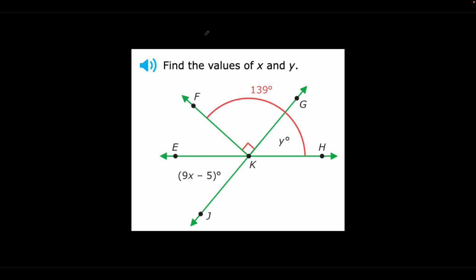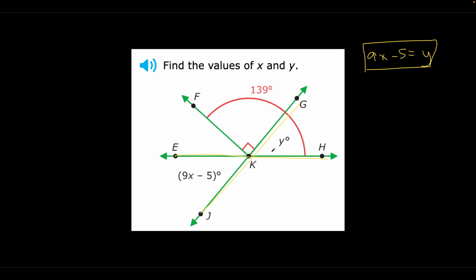For this problem, it says find the values of x and y. So you have to find both, and sometimes you have to find one before the other. In this case, you need to find y first because I see that these are vertical angles. So I know that 9x minus 5 equals y, but I can't solve this until I know what x or y is. So we're going to come back to this.